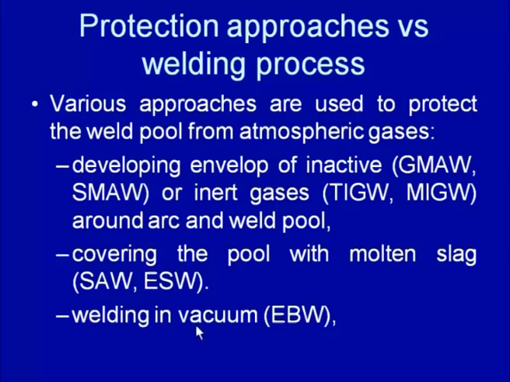Another approach is welding in vacuum. Metal systems which are highly reactive to atmospheric gases, and applications where high quality weld joints are required, like titanium weld joints for aerospace applications or nuclear reactor components, the welding of stainless steel, magnesium alloys, titanium alloys, and nickel alloys for critical applications are welded in vacuum, so that any sort of atmospheric contamination can be avoided, and this approach is mainly used in the electron beam welding processes.